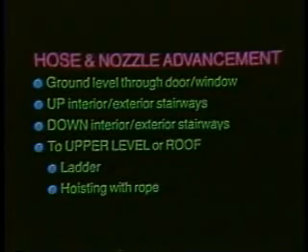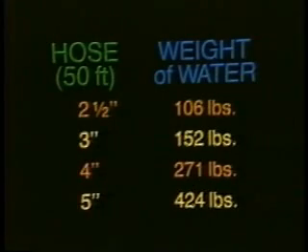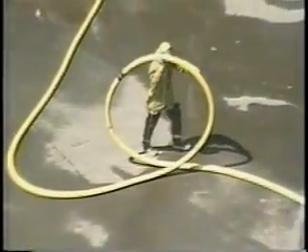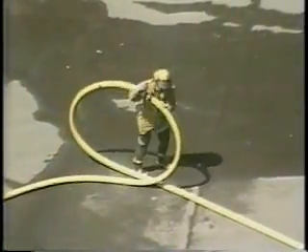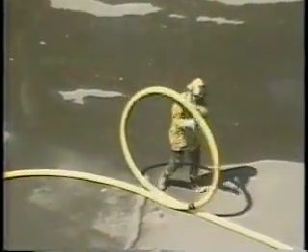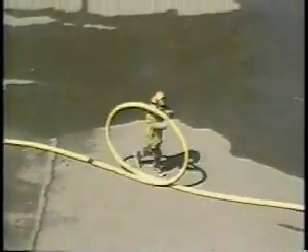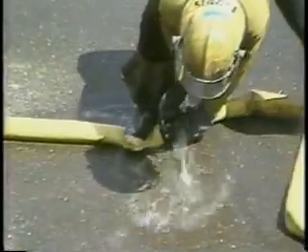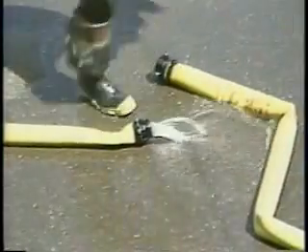So far, we've demonstrated hose and nozzle advancement with dry or uncharged lines. Moving charged lines is a whole new ballgame. Remember this chart, which shows the weight of water in a 50-foot length of hose and doesn't include the weight of the hose and couplings? Normally, charged hose lines in the wrong position should be abandoned. If it's not desirable to abandon the line and the crew is not in imminent danger, the line should be shut down and drained before being moved.